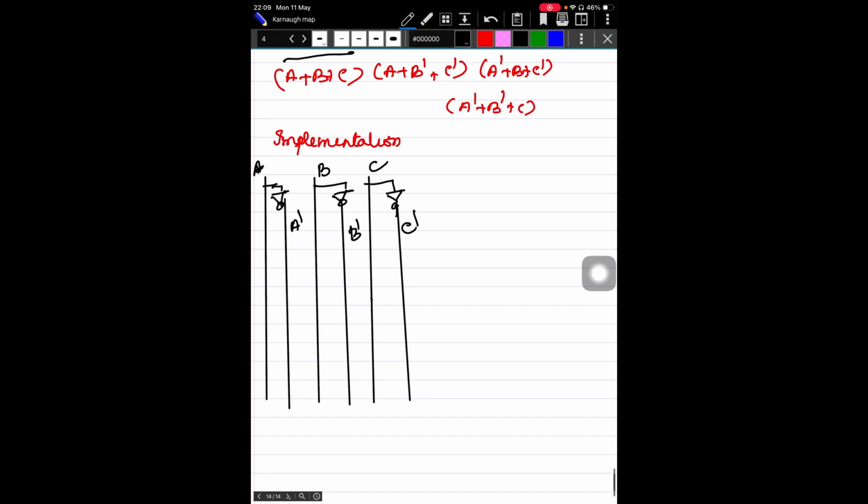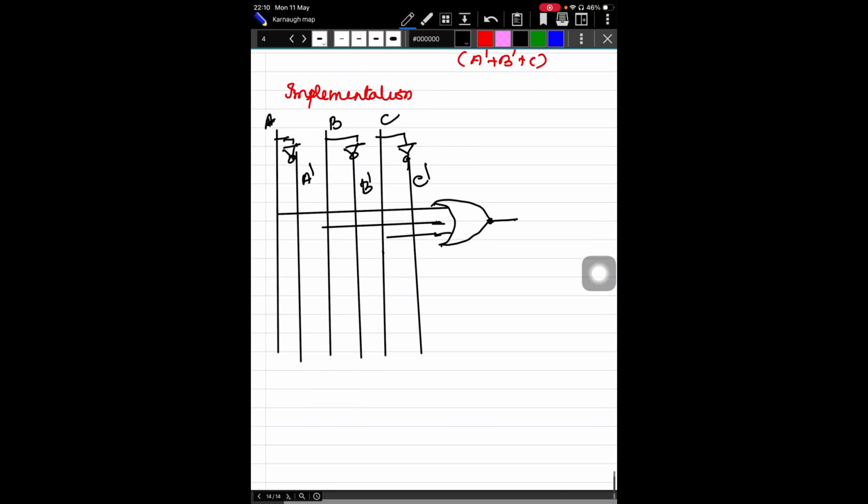So A plus B plus C. A from here, I'll take a line A, then B and C. What gate do I put here? I'll put an OR gate because it is A plus B plus C. What's the next one? A plus B dash plus C dash, right? I'll choose my line again, and put an OR gate over here. So what is this? A plus B plus C. What is this? A plus B dash plus C dash.